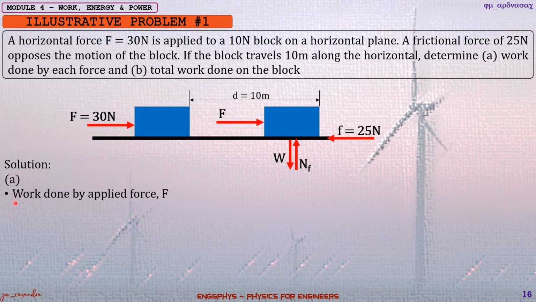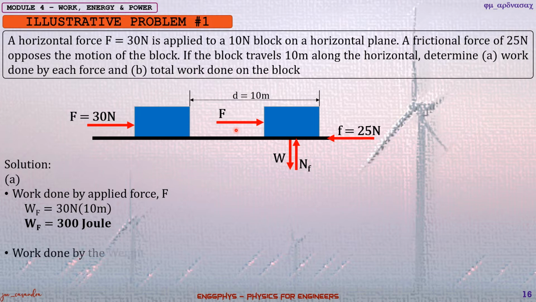So we start off first with the work done by the applied force. There are angles between our forces and our displacement, so let's use the other equation. Work is equal to force cosine of theta times d. So the work done by the applied force is equal to 30 times cosine of 0, that's the same as 1, times 10 meters. The displacement is in the same direction as the force applied, so we'll have a positive work equal to 300 joules.